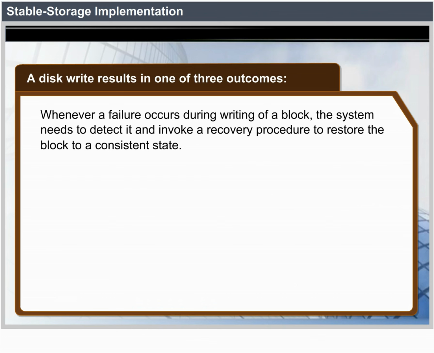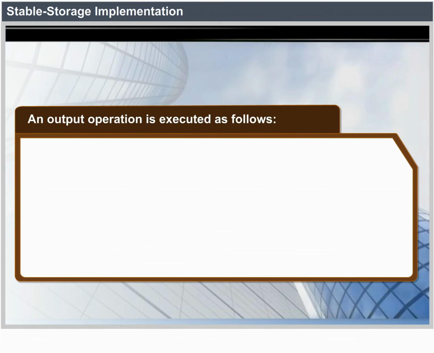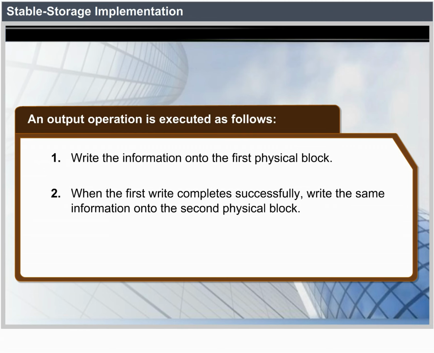An output operation is executed as follows: write the information onto the first physical block. When the first write completes successfully, write the same information onto the second physical block. Declare the operation complete only after the second write completes successfully.